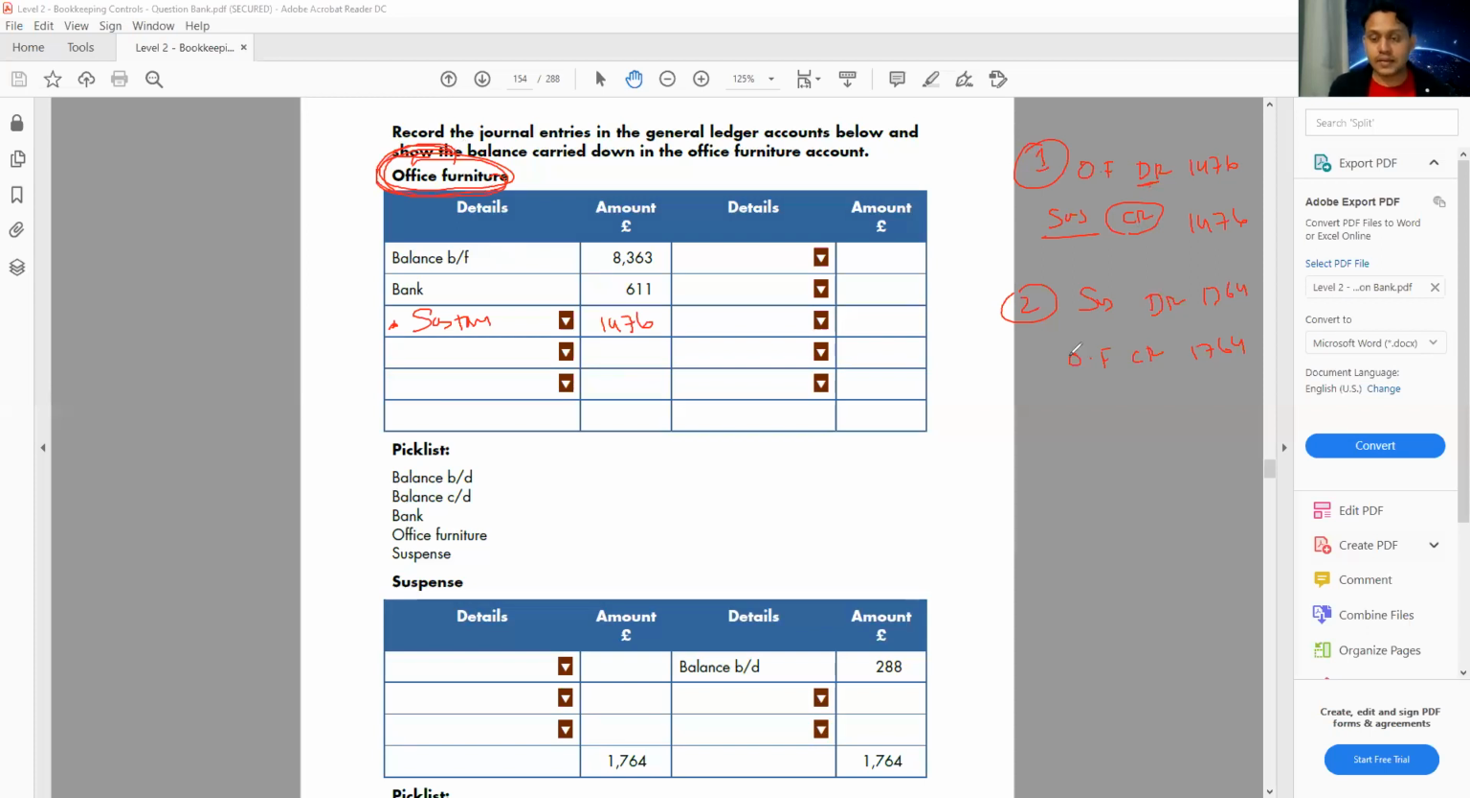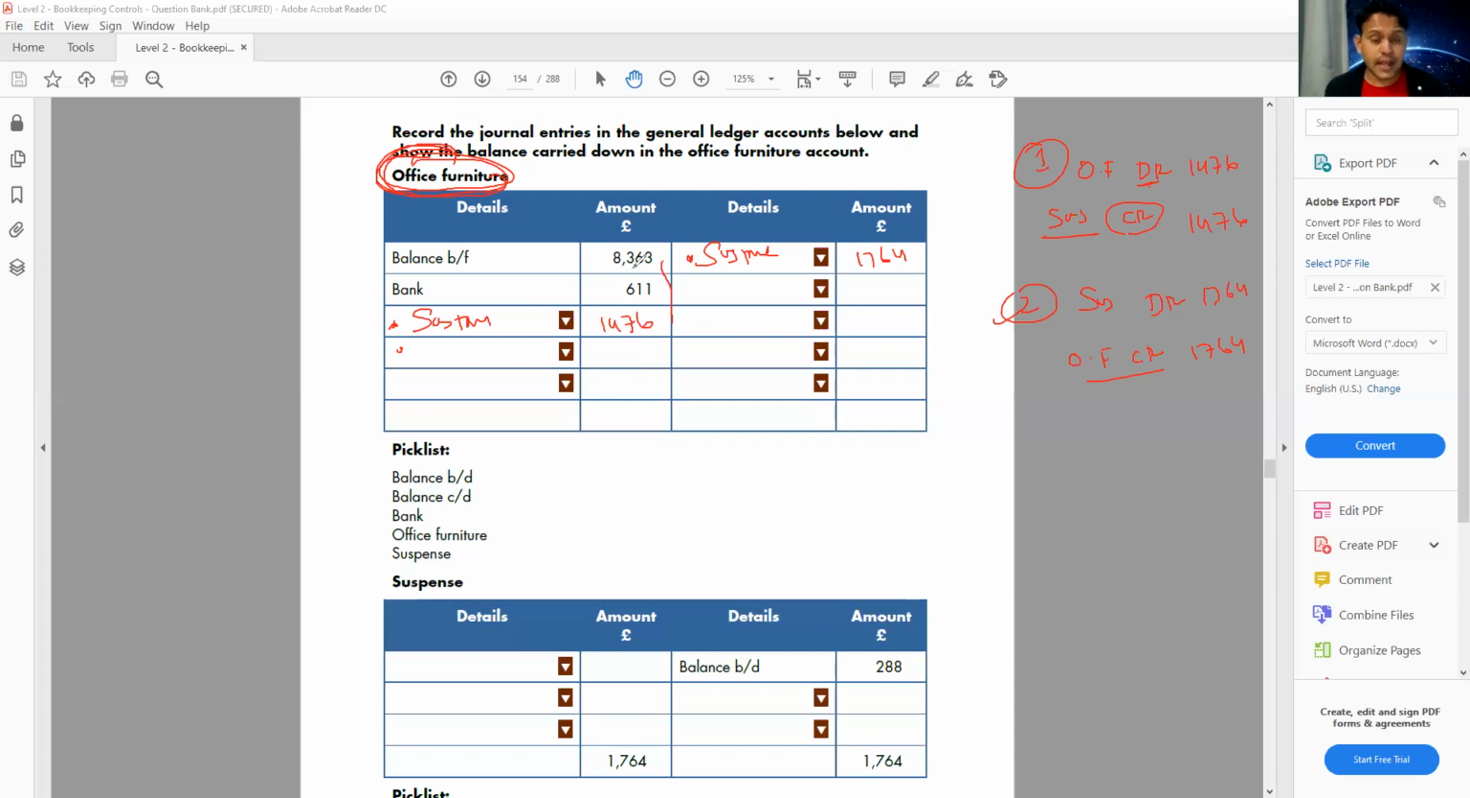The next one we have number 2. Suspense is debit, but this time office furniture is credit. So I'm writing on the credit side because office furniture is credit. So I'm going to write the opposite name, that is suspense. The amount is 1764. That's it.